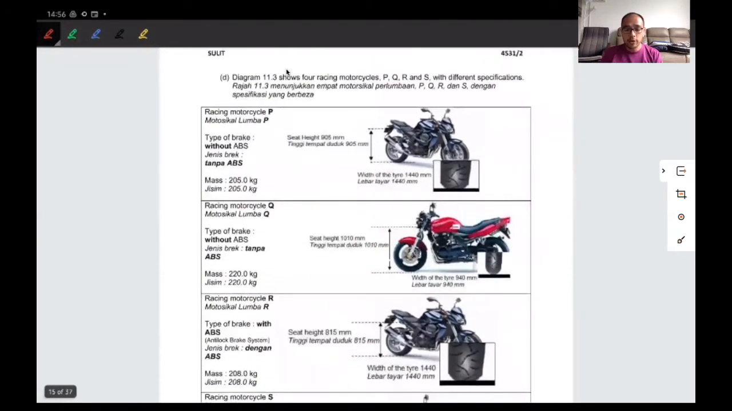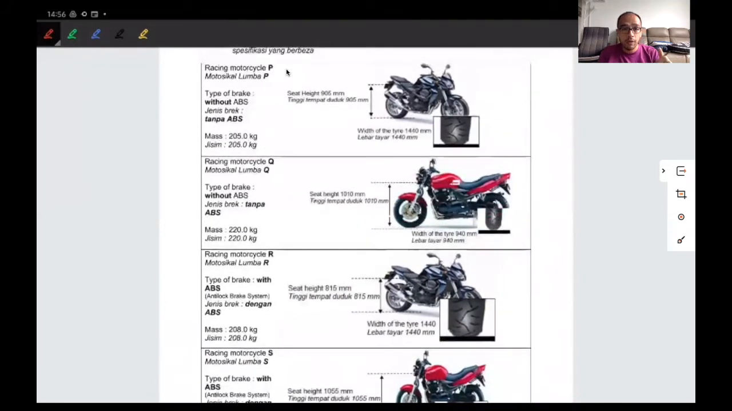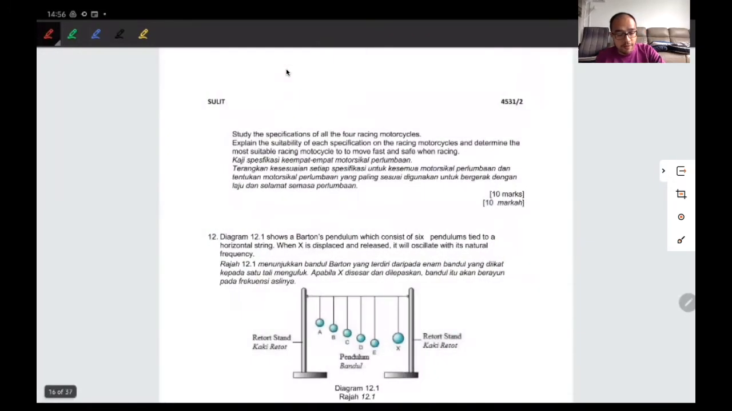Diagram 11.3 shows 4 racing motorcycles, P, Q, R, S, with different specifications. Take a look. It looks like the 4 specifications are the type of brake, the mass, the seat height, and the width of the tire. What do we want to do with this? Study the specifications and determine the most suitable racing motorcycle to move fast and safe. So we want it to be fast and safe.